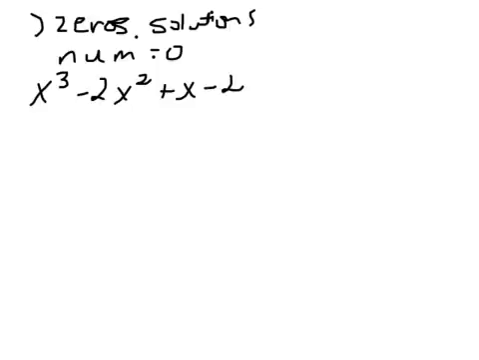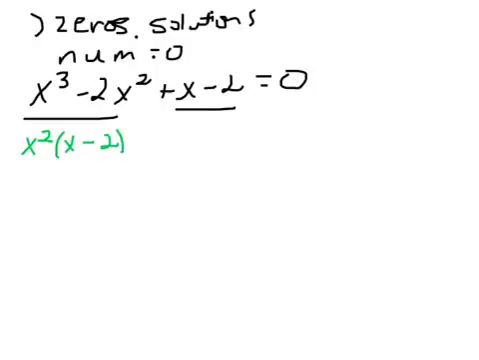Okay, so there are 4 terms. I'm going to set them equal to 0. I'm going to factor by grouping. I'm going to put together this, and I'm going to put together this. Out of the first two terms, there is an x squared that's a GCF, and that would leave me with an x minus 2 when I factor that out.